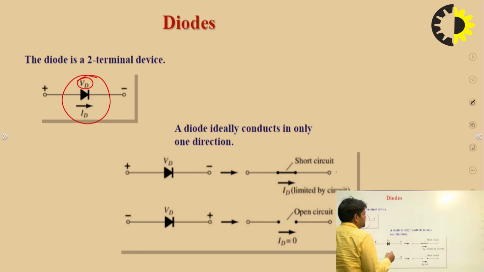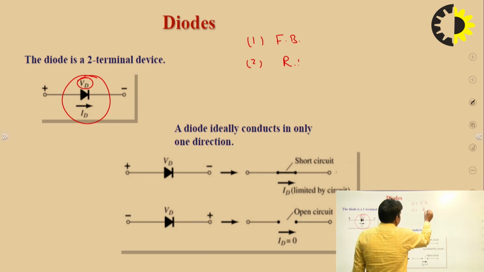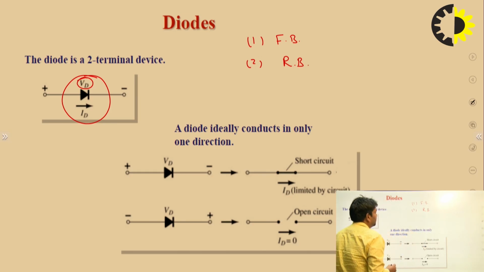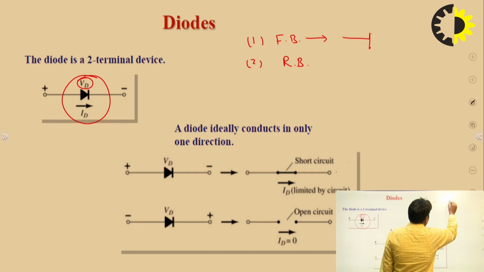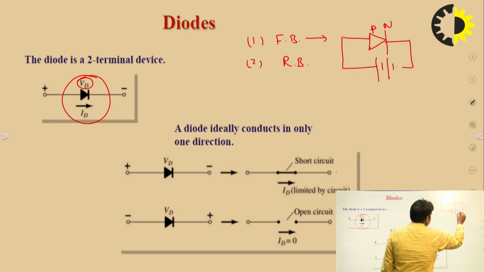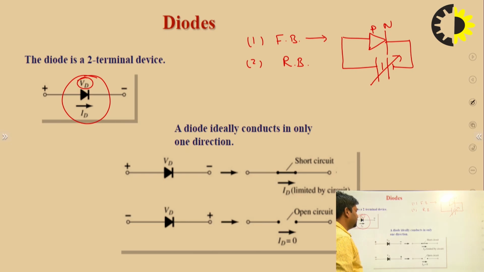A diode basically conducts in two ways. The first one is forward bias and the second one is reverse bias. In the first case, this is the symbol of the diode, this is the p-type material, this is the n-type material. If the p-type material is connected to the positive and the n-type to the negative side of the battery, the diode works in forward bias.